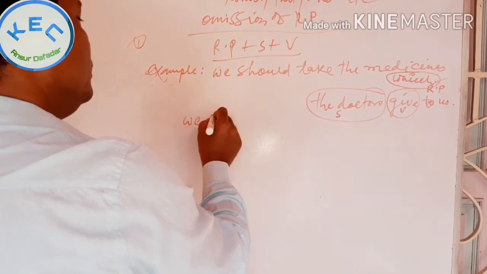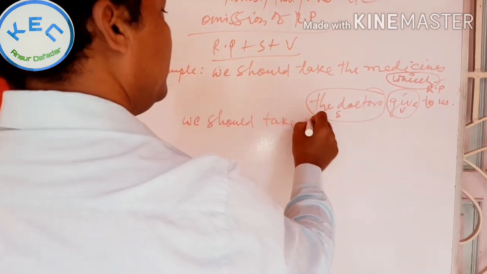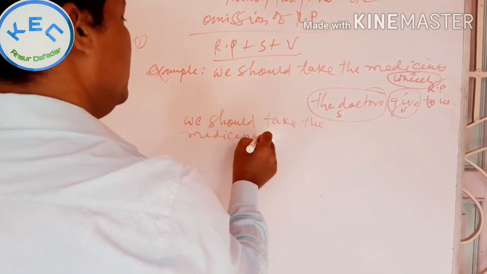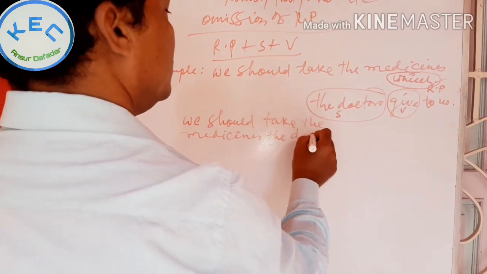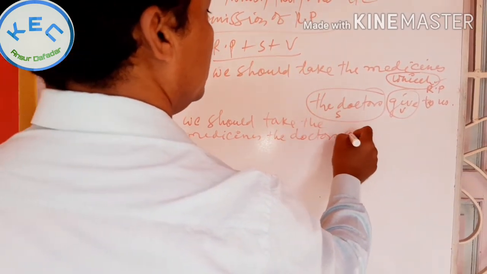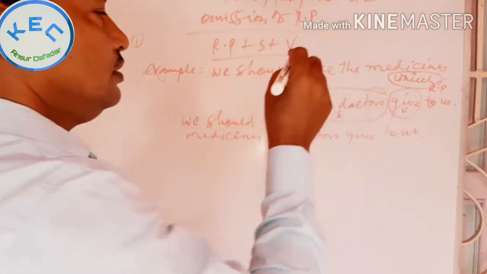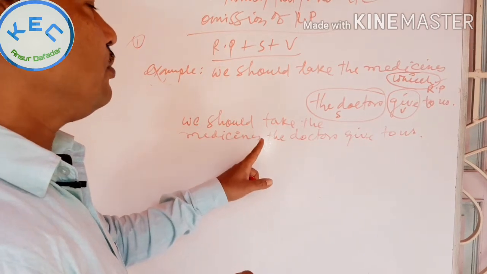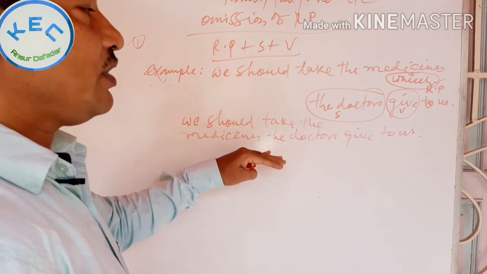We should take the medicines the doctors give to us. Here we don't find the relative pronoun. This is feasible. This is grammatical.